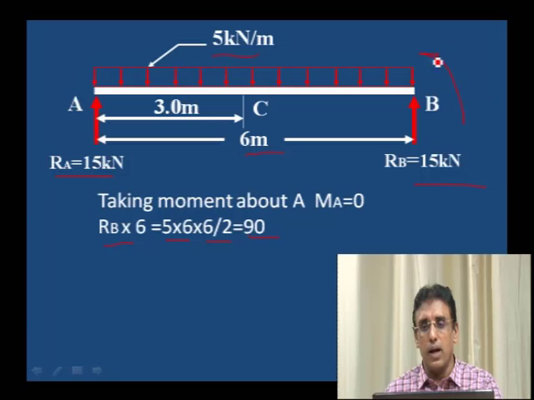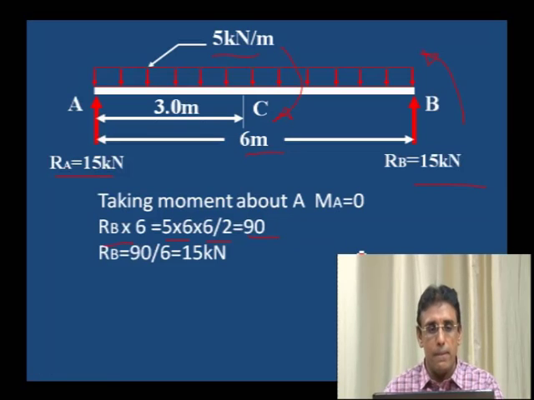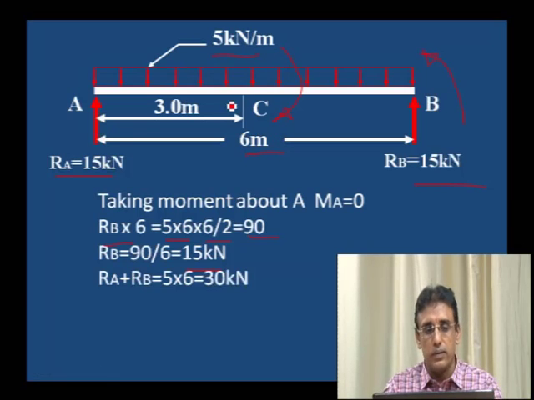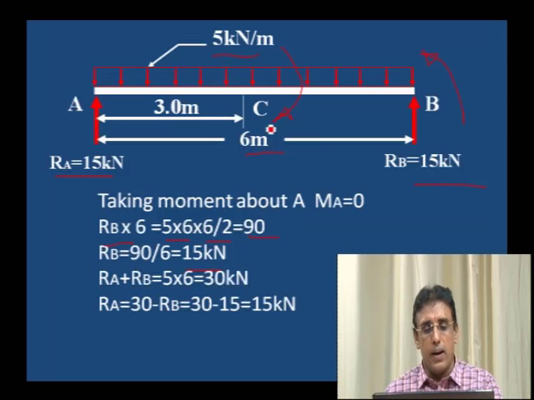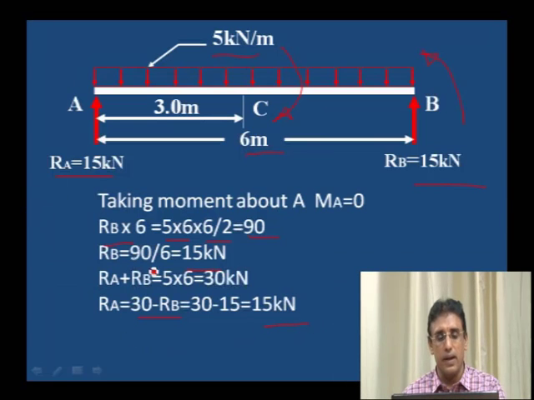RB into 6 is the anti-clockwise moment and this load moment is the clockwise. That is why we equate clockwise moment to anti-clockwise moment. RB into 6 is equal to 5 into 6 into 6 by 2, that is 90. Therefore RB is equal to 15 kilonewton. Now RA plus RB must be equal to 5 into 6, that is 30 kilonewton. RA plus RB is equal to total load 30 kilonewton. RA is equal to 30 minus RB, that is 15 kilonewton.